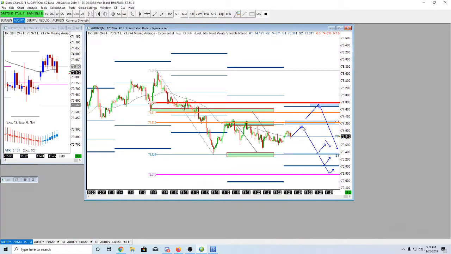Okay, that's scenario one. Scenario two, I get in with my first half here. If it goes down, awesome. I wait for my next pullback and get in the second half after the pullback and then continue the whole thing down.